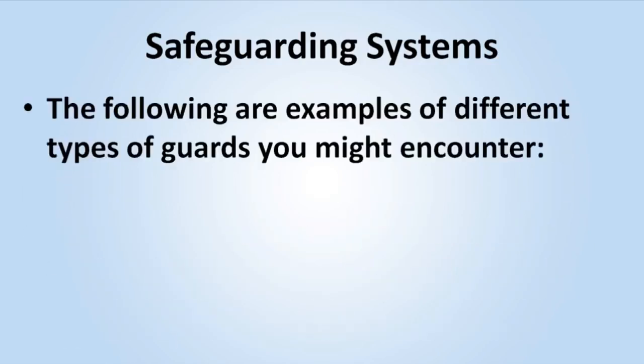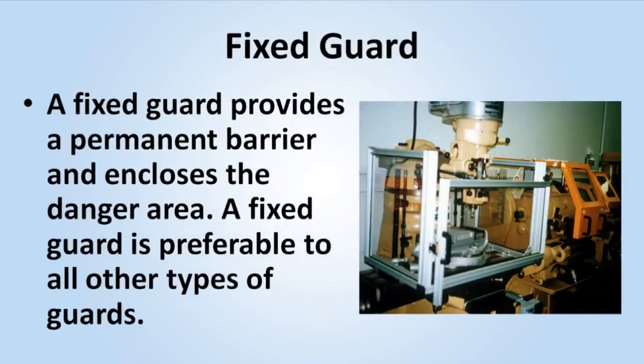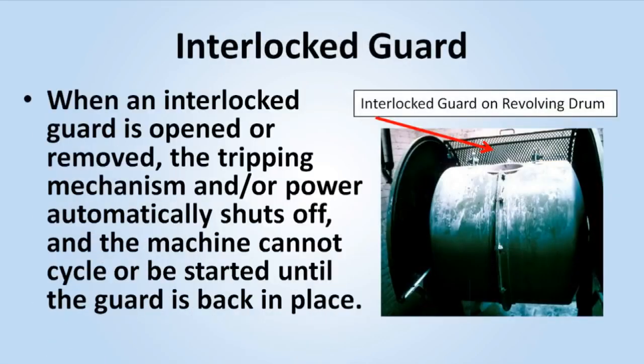The following are examples of different types of guards you might encounter. A fixed guard provides a permanent barrier and encloses the danger area. A fixed guard is preferable to all other types of guards. When an interlocked guard is opened or removed, the tripping mechanism and/or power automatically shuts off, and the machine cannot cycle or be started until the guard is back in place.